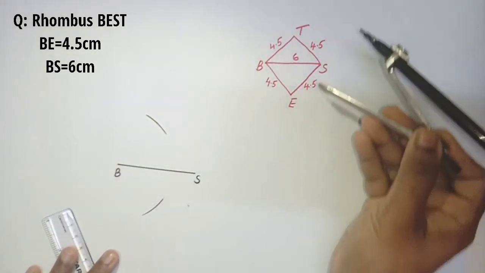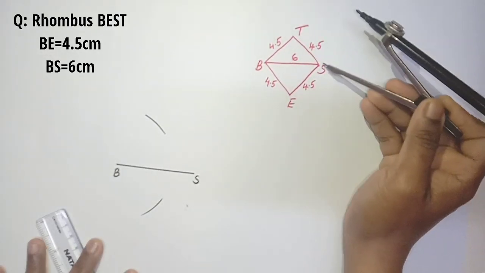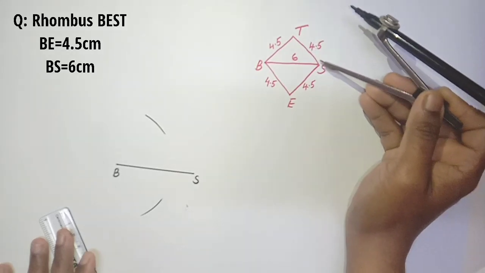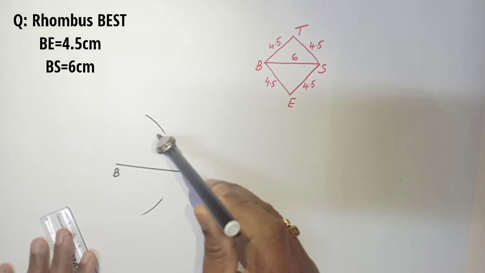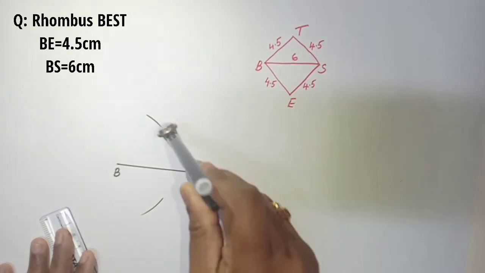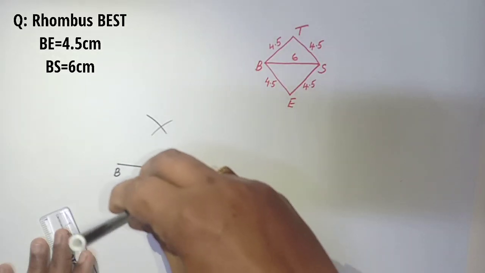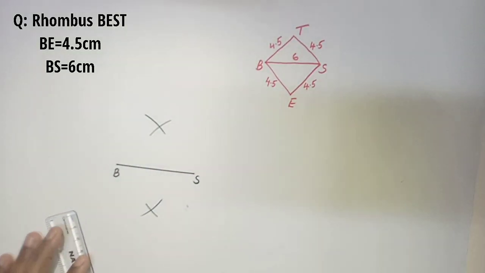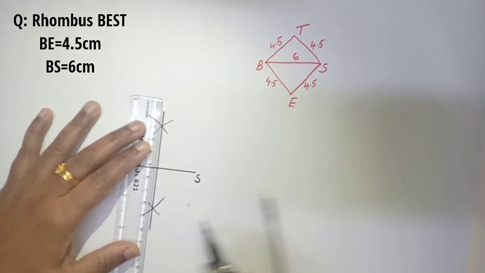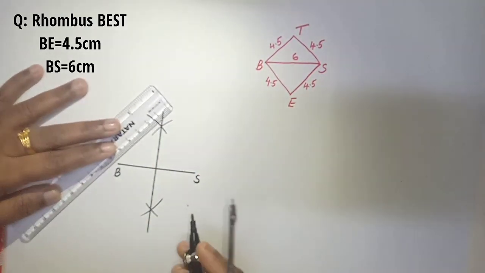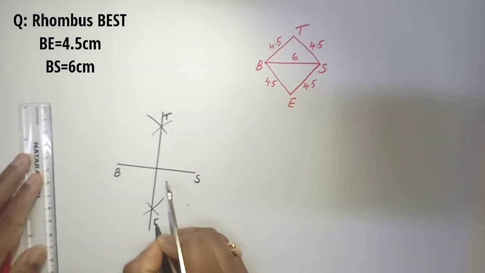Again, T is 4.5 centimeter away from S, so again take 4.5 centimeter. Then with center S, cut the previous arc, then down also. This is a perpendicular bisector. Then you can join. This is the point T and this is the point E.